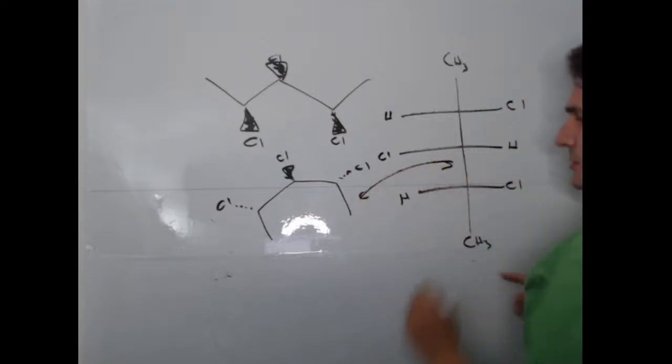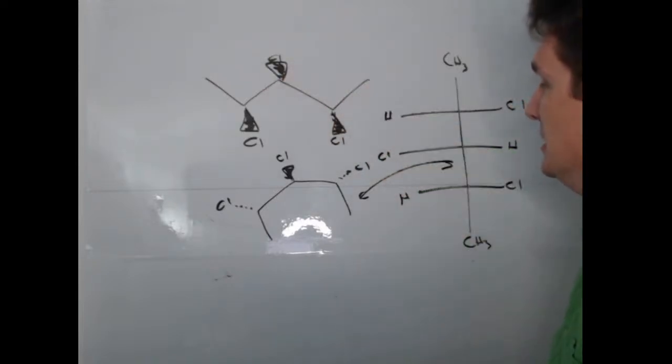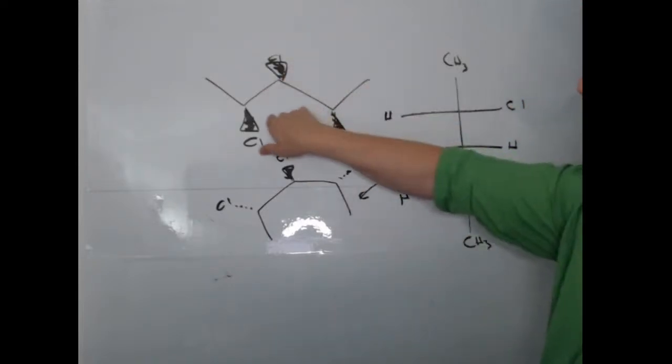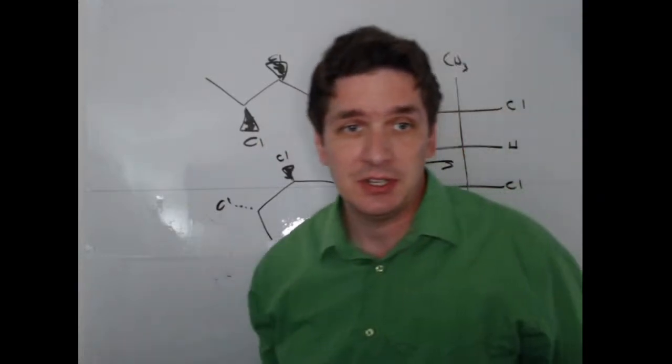So this is actually what the Fisher projection is showing. It's not showing this actual staggered conformation. So it gets a bit more complicated when you take a normal skeletal drawing and try to bring it over to the Fisher projection. And this is where your kit is really going to help.